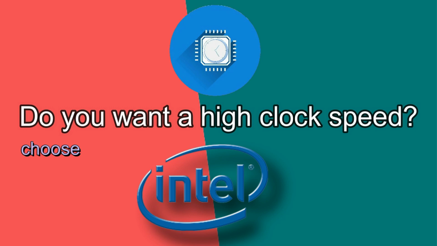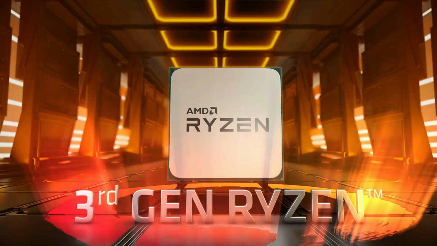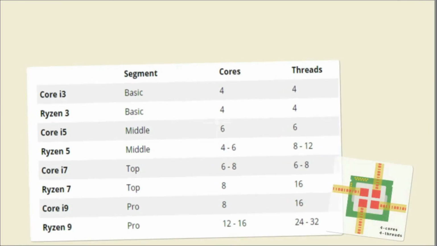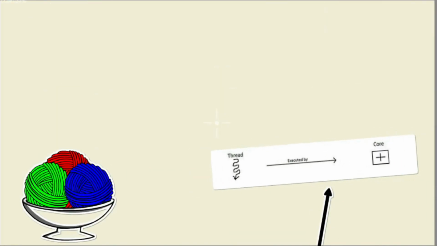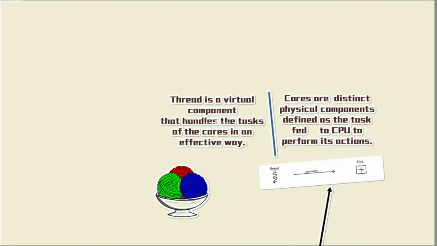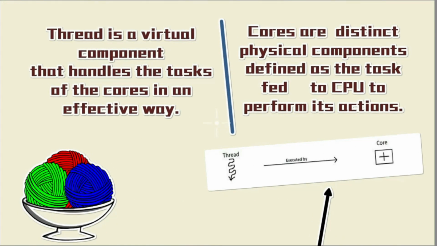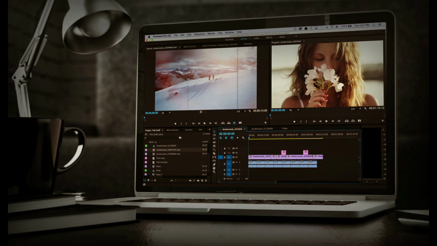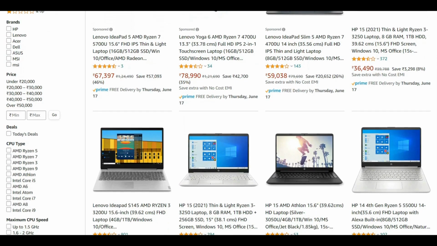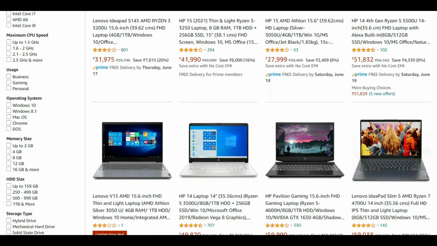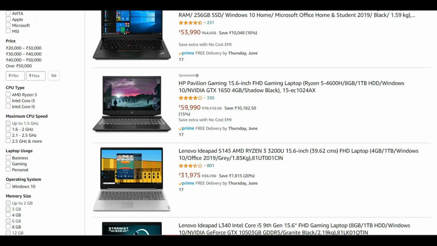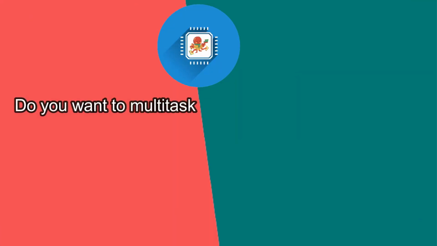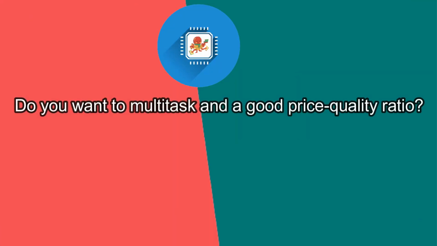Choose Intel. A 3rd generation AMD Ryzen processor has more cores and many more threads, especially in the high-end and pro segment. This ensures that you can perform many tasks at the same time, for example, video editing. An AMD Ryzen processor is generally more energy efficient and more affordable, except in the pro segment. Do you want to multitask and a good price quality ratio?